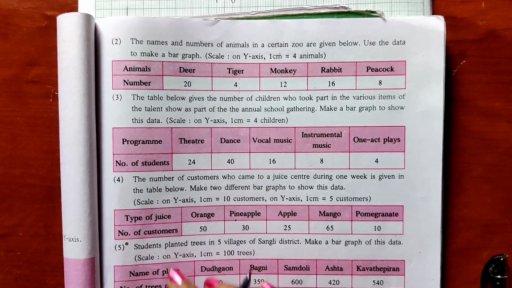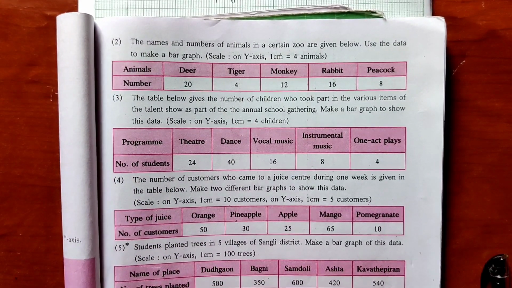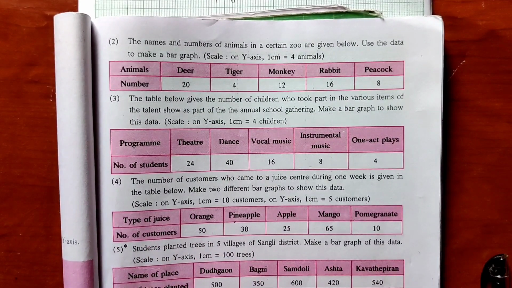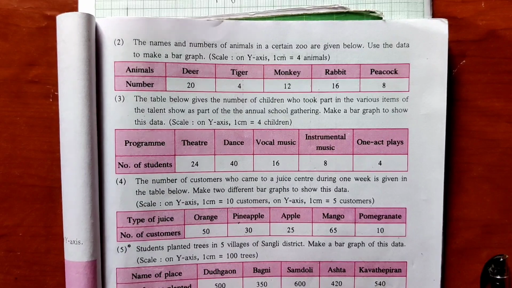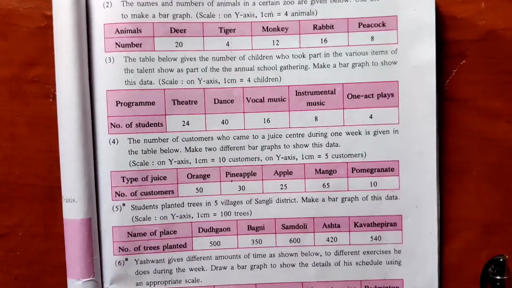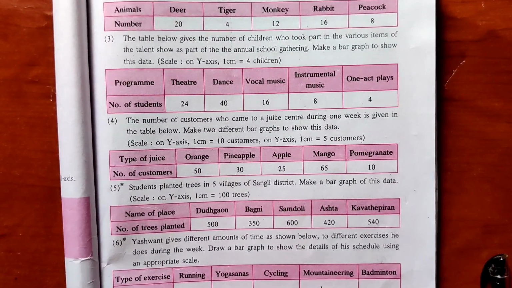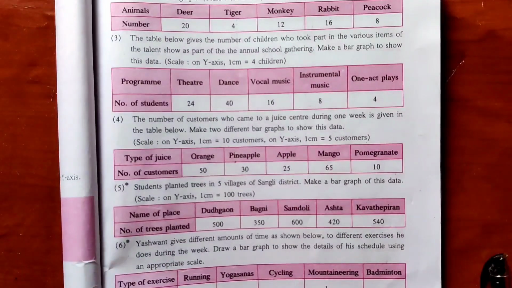So children, in this particular video we have solved question number 1, 2, 3 and 4. The 5th, 6th and 7th, 3 questions are there. Those 3 questions we will continue in our next video of Practice Set 19 part 2.